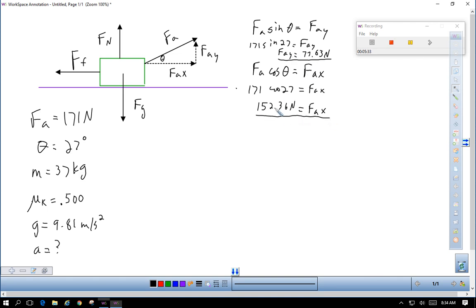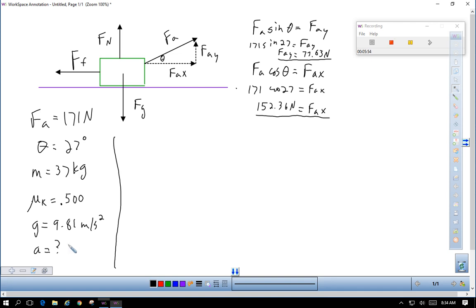All right, so there's FAY and FAX. I know that I'll need those, and so I start by breaking up anything that's angled. At this point now, we need to look for force relationships and begin working a plan in terms of what we're going to do in order to try and find the acceleration.